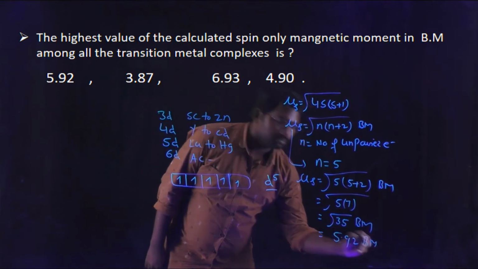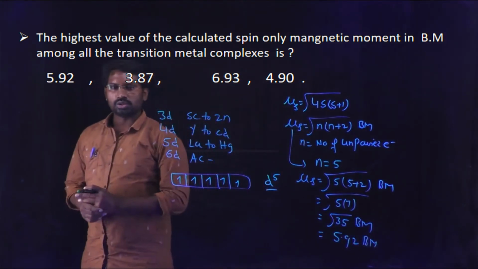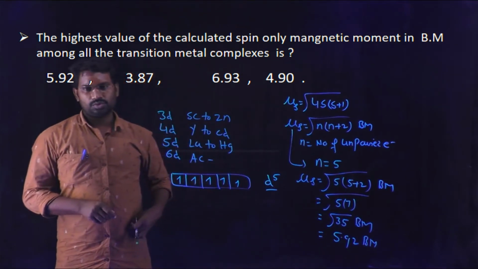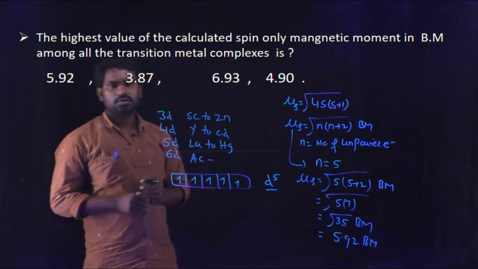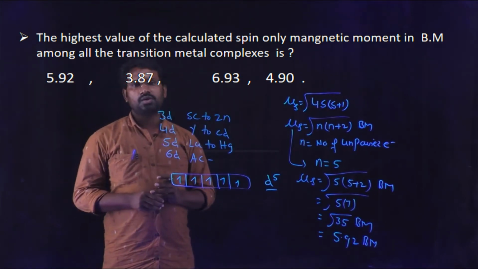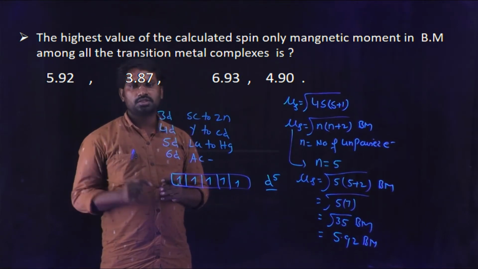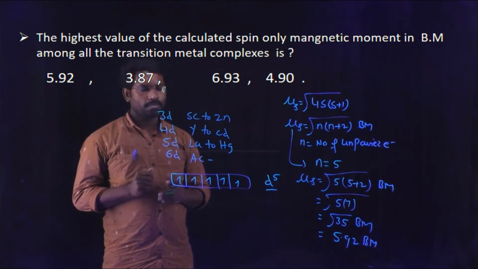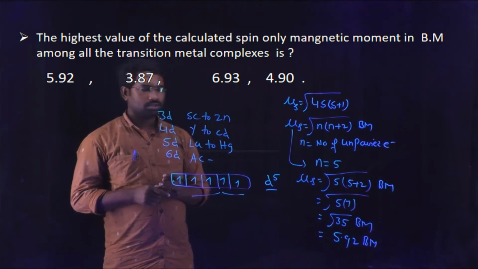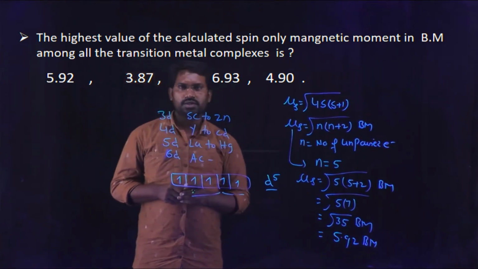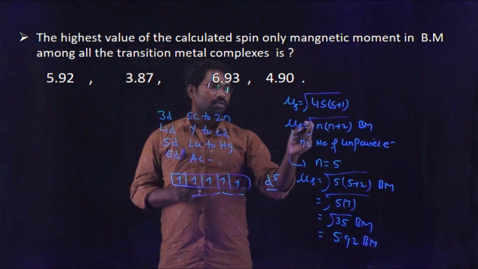Bohr magneton. This is a question from JEE Main 2019, asked from the D block. So the highest value of the calculated spin-only magnetic moment in Bohr magneton among all the transition metal complexes is 5.92, because the number of unpaired electrons is 5, so they contain D5 electronic configuration. That means the number of unpaired electrons is 5, and we have to use this formula.